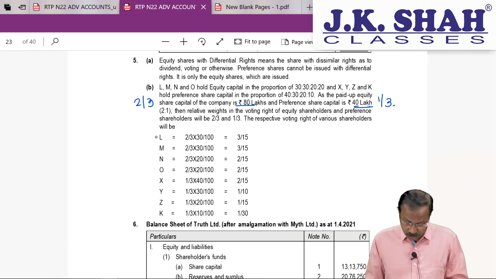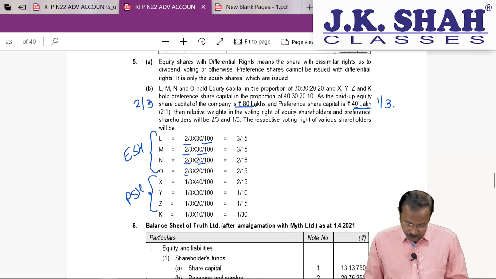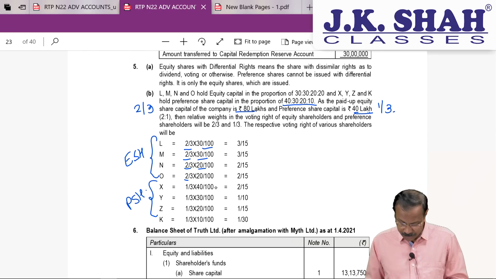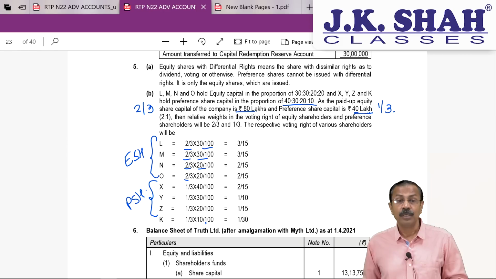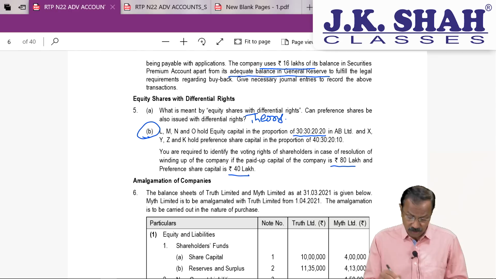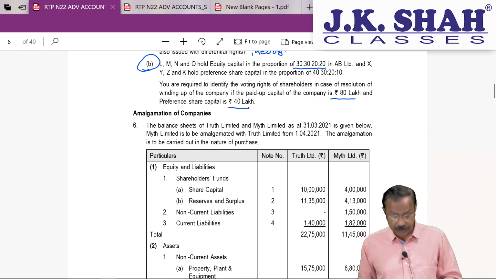Now, this 2/3 is divided among the equity shareholders: 2/3 of 30%, 2/3 of 30%, 2/3 of 20%, 2/3 of 20%, and this 1/3 is divided among preference shareholders 40, 30, 20, 10, and you get the ratio. This is the ratio in which the voting will be done in case of liquidation, remember. So that was your differential voting rights.